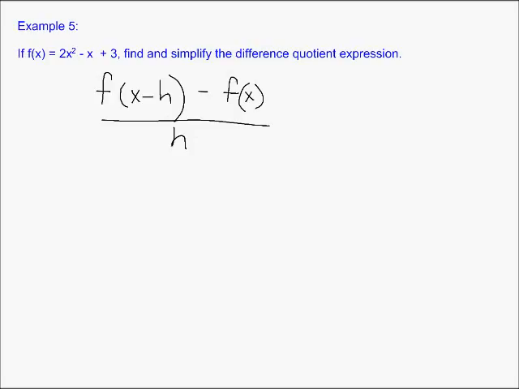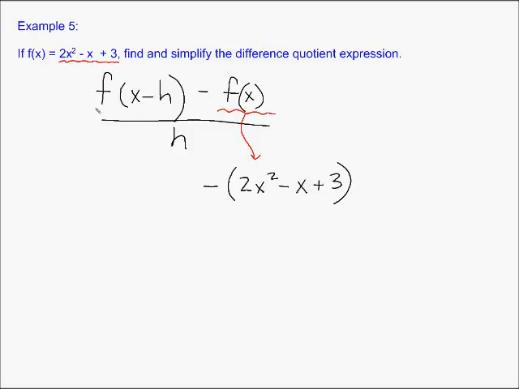The first part that I want to take is this minus f of x, because it's the easiest. Basically, minus f of x means that you take the function that they give you and you plug it into the equation. So to plug it in, we have minus f of x, so I'm going to go minus our function of x. So 2x squared minus x plus 3. There. That's what I got for this part of the difference quotient.